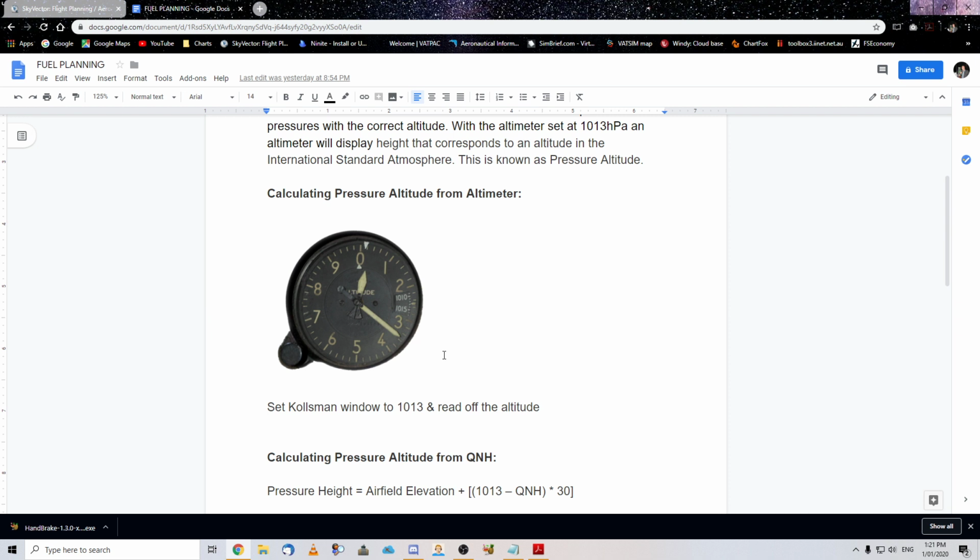Now, most people who fly out of Melbourne know that the actual airport elevation is 434 feet, I think it is. But you see here, because of the QNH on that particular day, it might be 1016, and we'll talk about that later on. The pressure altitude has dropped down to 350. So that's one way of calculating the pressure altitude.